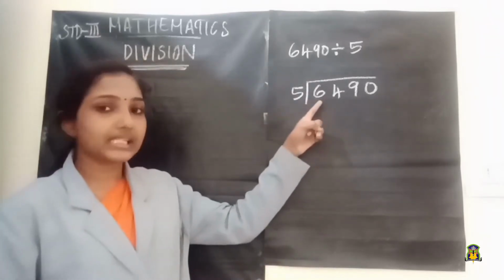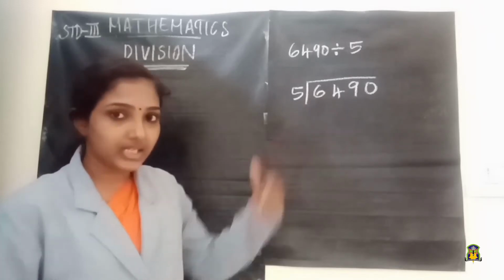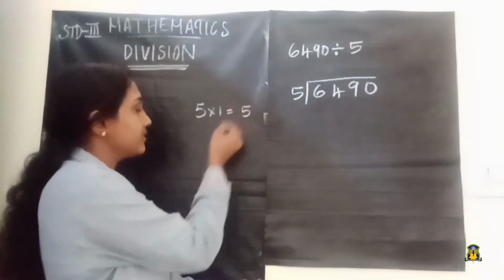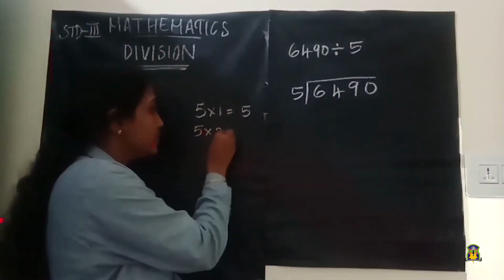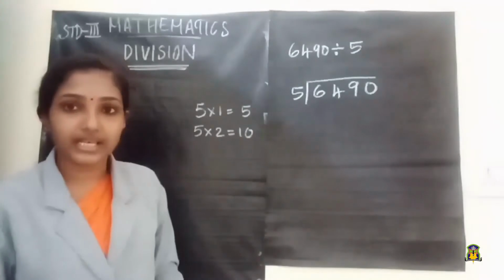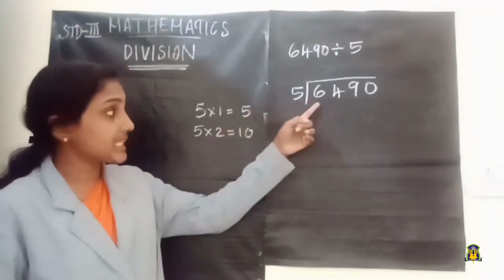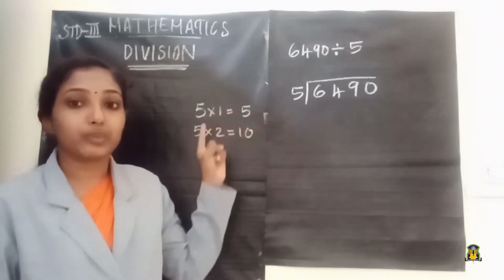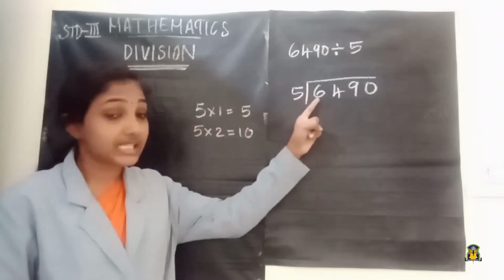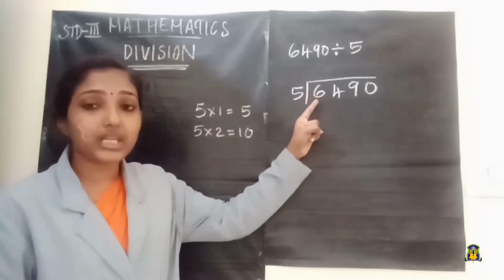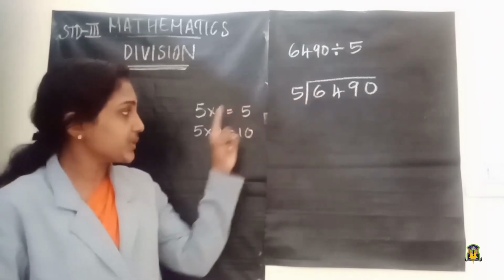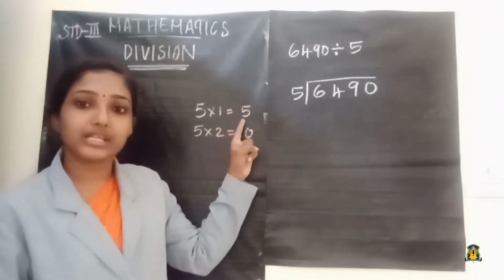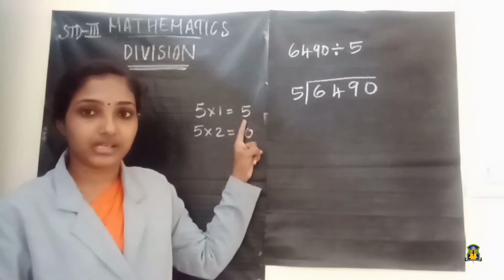But can you find 6 in the table of 5? Reciting the table of 5, we can see that 5 into 1 is equal to 5. Then 5 into 2 is equal to 10. Right? We cannot find 6 in the table of 5. So in such situations, what will we do? We will look for the number which is less than 6 and which is very nearest to 6. Okay. So from the table of 5, we can see that 5 is less than 6 and it is also very nearest to 6. Right.